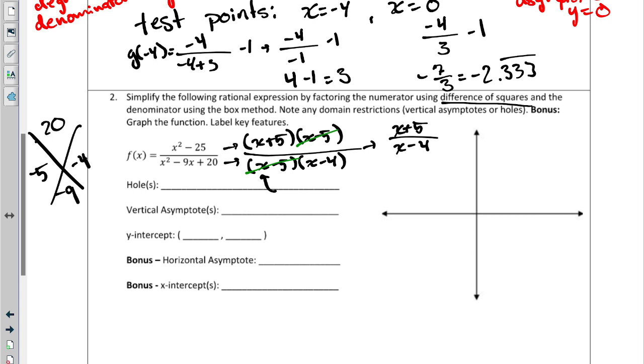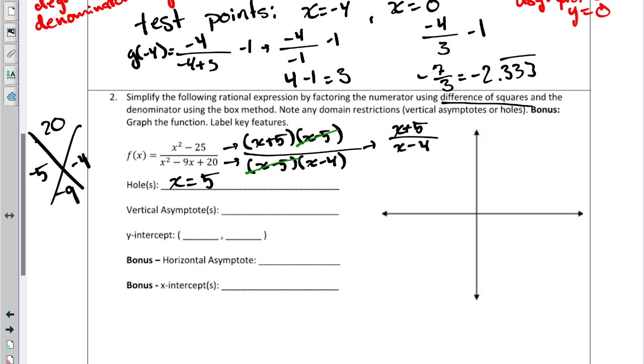And that is positive 5, right? But I just canceled it. If I plugged in positive 5 into my simplified version, nothing would happen. But when I plug it into my original version, I'm taking 0 divided by 0. And anytime that happens, that's when there is a hole. And so that means at x equals 5, there is a hole in my function. That means it's a domain restriction, okay?